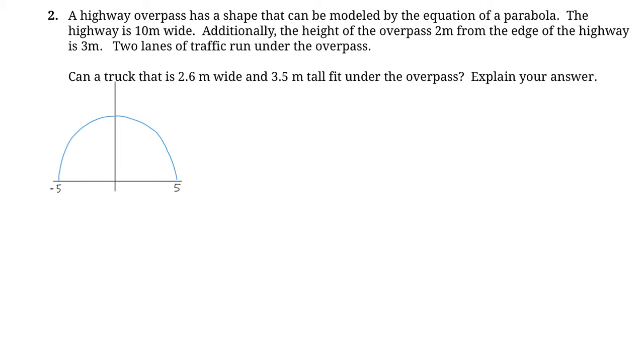The next part of the question says the height of the overpass 2 meters from the edge of the highway is 3 meters. So 2 meters from the edge of the highway could just be right here. 2 meters away from 5 meters is just 3 meters. Our height is going to be 3 meters, so this point right here is just going to be 3, 3. So the height of the overpass is 3 meters when we're 2 meters away from the edge.